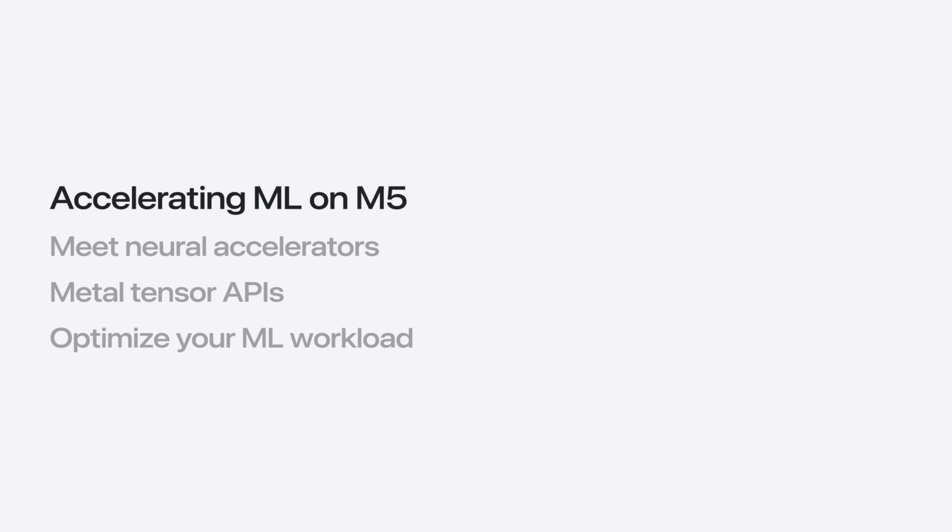This is a significant step forward for machine learning on Apple Silicon. The M5 introduces neural accelerators inside the GPU along with faster math rates, more bandwidth, and larger caches, all of which combine to deliver a major performance boost to your ML workloads. And customers are seeing these performance gains on their existing applications today.